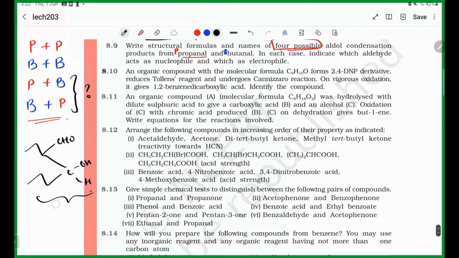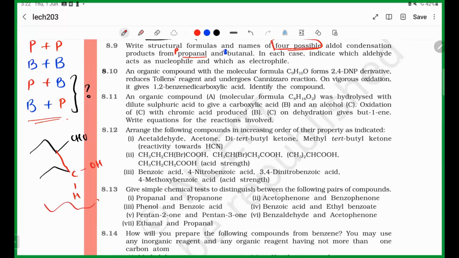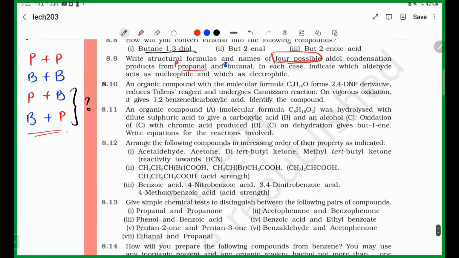Similarly, if you have a cross product, I'll just show you one cross product. That is butanal, and that is propanal. You get a negative charge that attacks the delta plus. This becomes this, so you get a bond here, and C, O, H, and H. So that is the cross product. The other cross product is when propanal attacks butanal.